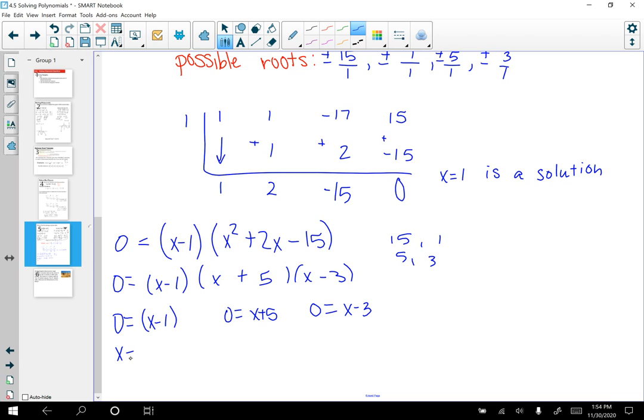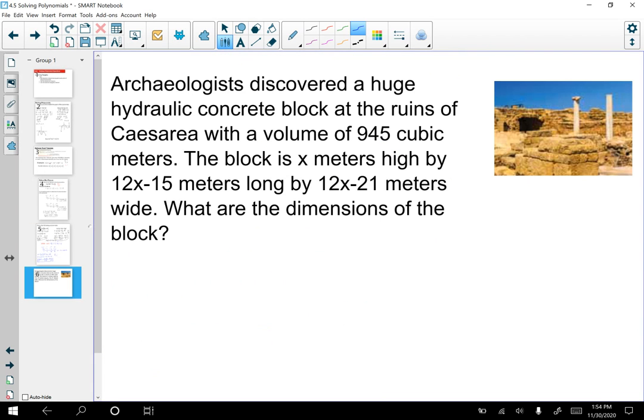And solve for x. So I get x equals 1, x equals -5, and x equals 3 as the solutions. Okay, so now we have an application problem. Archaeologists discovered a huge hydraulic concrete block at the ruins of Caesarea with a volume of 945 cubic meters. The block is x meters high by 12x minus 15 meters long by 12x minus 21 meters wide.